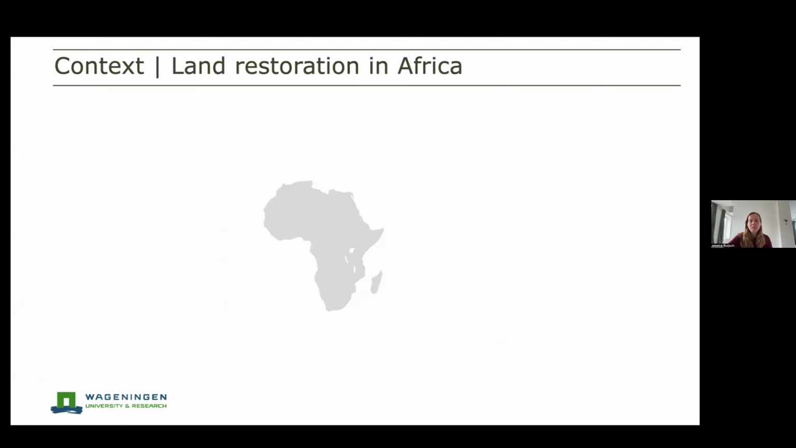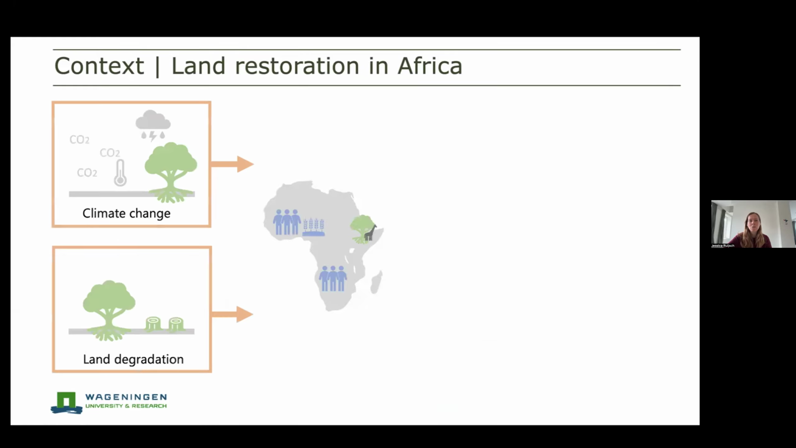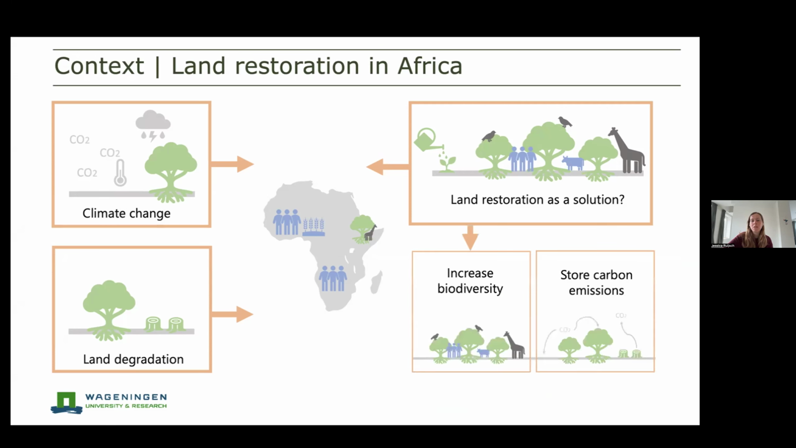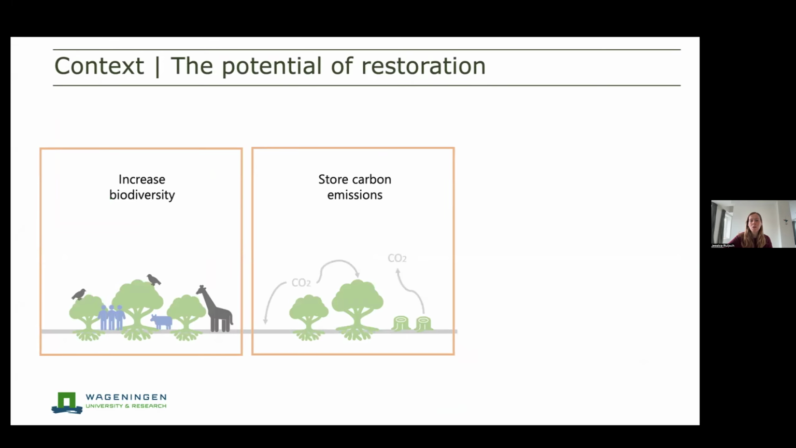So, why do we care about this? The African continent is already experiencing the impacts of climate change and land degradation, and this has an impact on things like agriculture or biodiversity or the general livelihood of the population. Some organizations recognize this and propose a solution of land restoration. This can be things like tree planting or area protection, natural regeneration. Quite often these projects aim to increase biodiversity or combat land degradation, but also quite often they aim to store anthropogenic carbon emissions. And through this, they can impact the global climate.